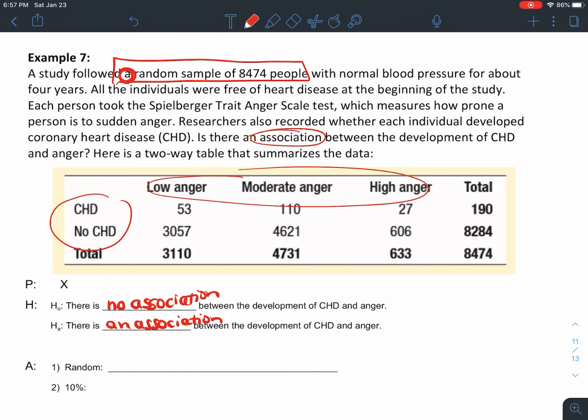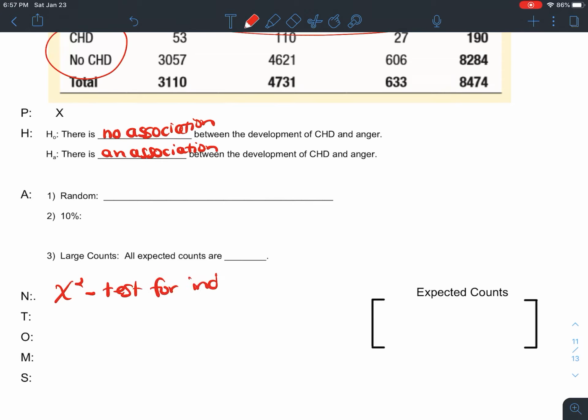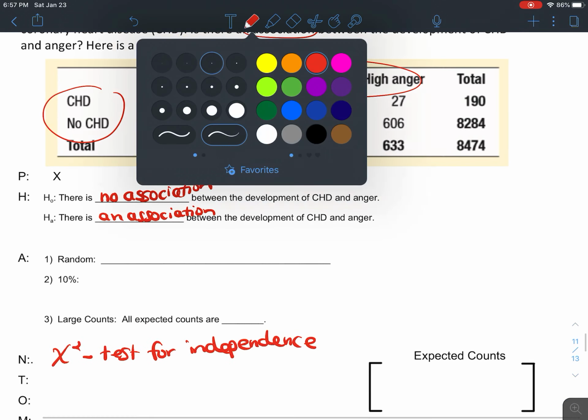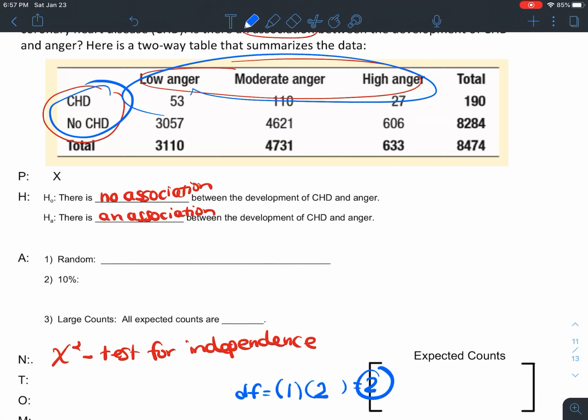Okay, the only other thing that I just want to mention here is we'll go ahead and fill in the name of the test down here. This would be the chi-square test for independence. You could also call it the chi-square test for association. And then just briefly here, I just want to make sure that we are all comfortable with the degrees of freedom. Number of rows minus 1, this would be 1. Number of columns minus 1, that'd be 2. Degrees of freedom on this problem, 2.